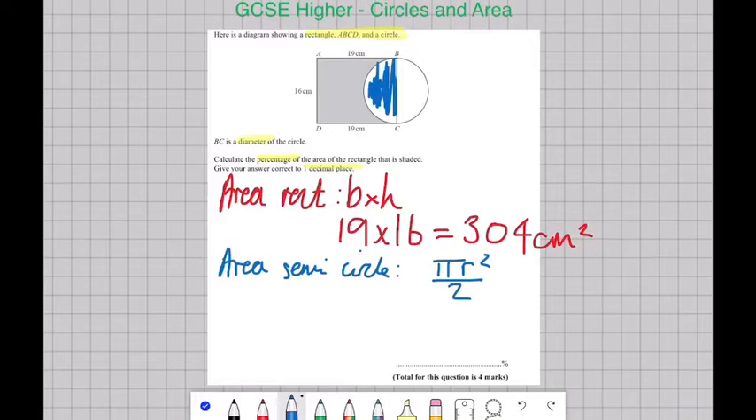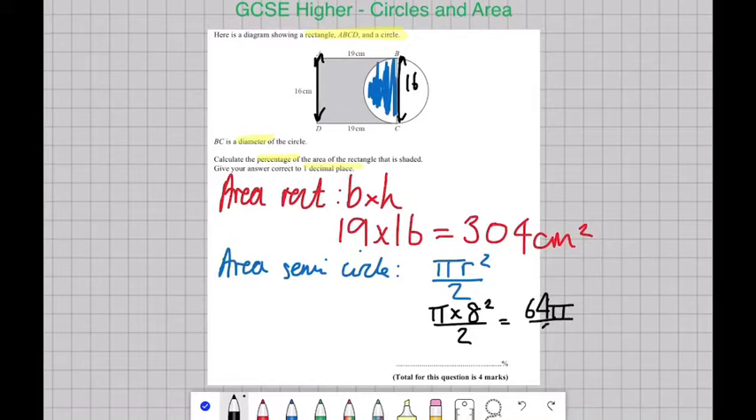Now, the radius of this circle. Well, I know that the full length, the diameter, would be the same as this distance. So that's going to be 16. So the radius would be half of that, which is 8. So for the area of the semicircle, I'm going to do pi times 8 squared divided by 2. So 8 squared is 64, so I've got 64 pi over 2. If I do 64 divided by 2, I've got 32 pi centimetres squared.